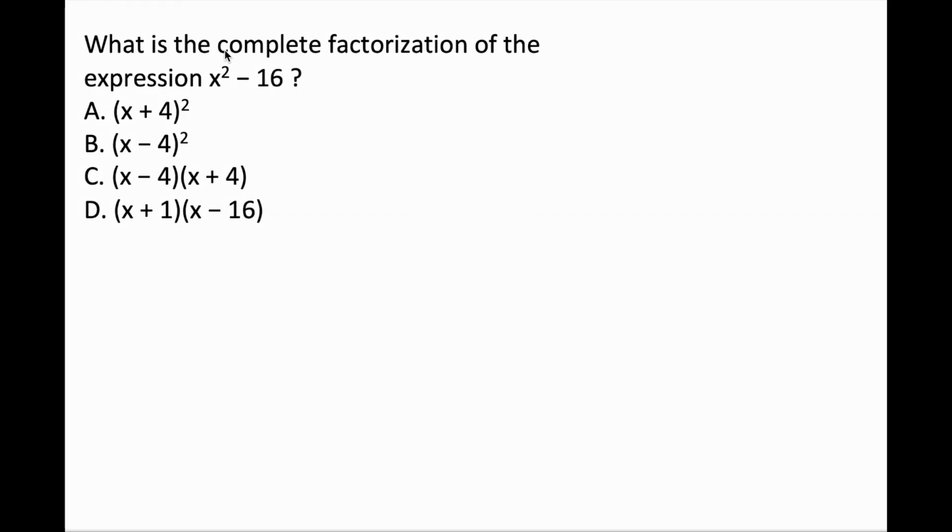Okay, let's solve this question. What is the complete factorization of the expression x squared minus 16? So let us try to factorize 16 here.